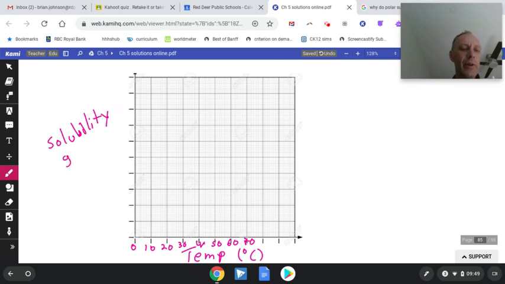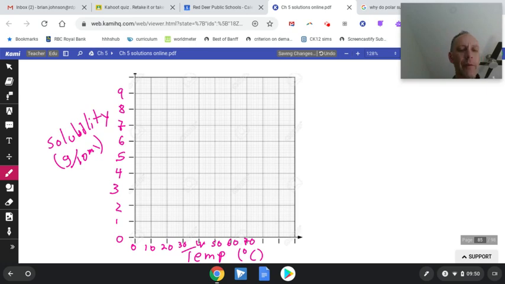And this is going to be grams per 10 mil. Our solubilities are going to go from 0 up to about 8. 1, 2, 3. Oh my gosh, that is illegible. Let's try it again. Slow down. 1, 2, 3, 4, 5, 6, 7, 8, 9. Okay, so there's my axis labeled.